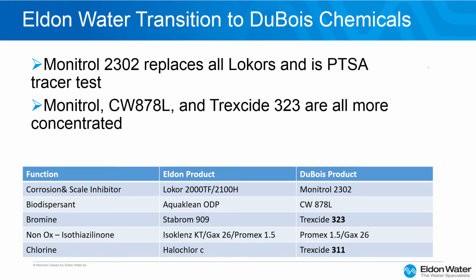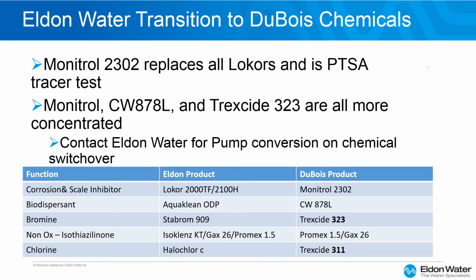Monitrol, CW878L, and Trekside 320 are all more concentrated. So there will be adjustments to the pump settings. When you change over, you have to contact Eldon Water, and I will tell you what the new pump setting is, the conversion, on a more exact level. But please give me a call, send me an email. Do not put it on if you think you're going to run out really soon because you only got a quarter of a pail of ODP on there. Give me a call. Let me know.